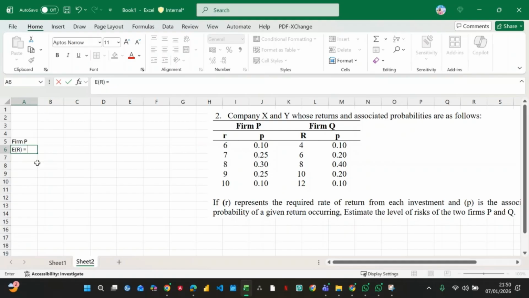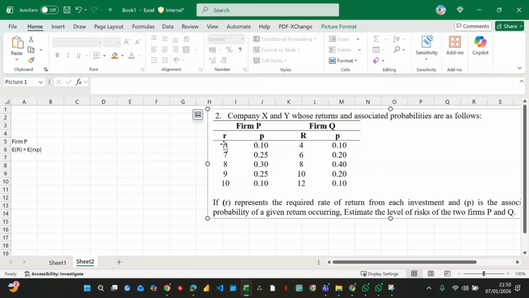I'm going to just put E, but this E I'm writing here is not the letter E, it's the expected return. Then you multiply R times P. That's the formula: R times P. Let's make it simple. So this is what we have for this one.